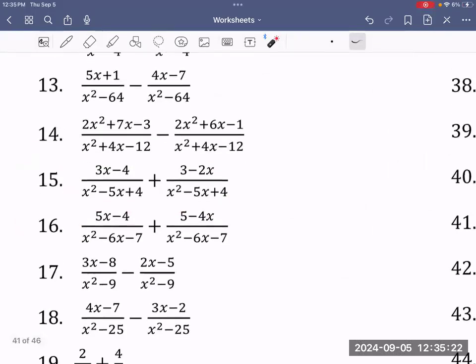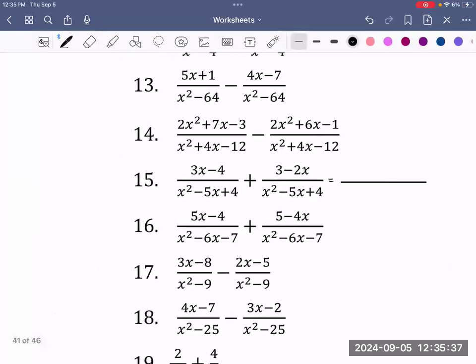So in 15, you'll notice that these polynomials are the exact same. But when you see a polynomial like this, we want to go ahead and factor it. So while they are still the same, you definitely want to factor to see, does anything cancel out with the numerator to be more simplified?